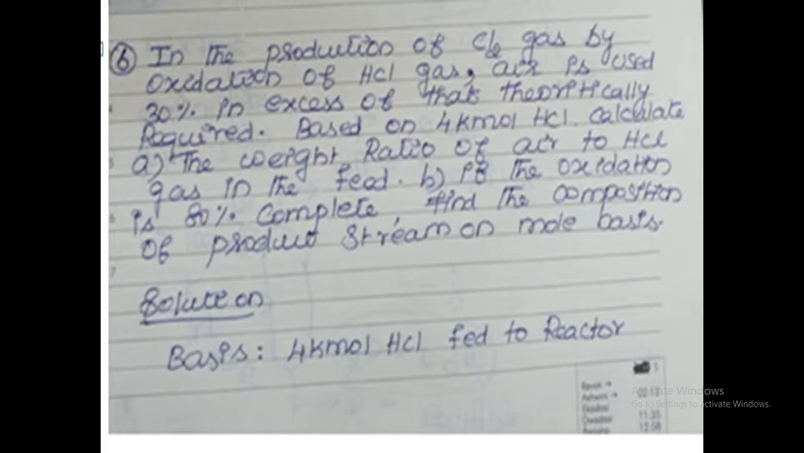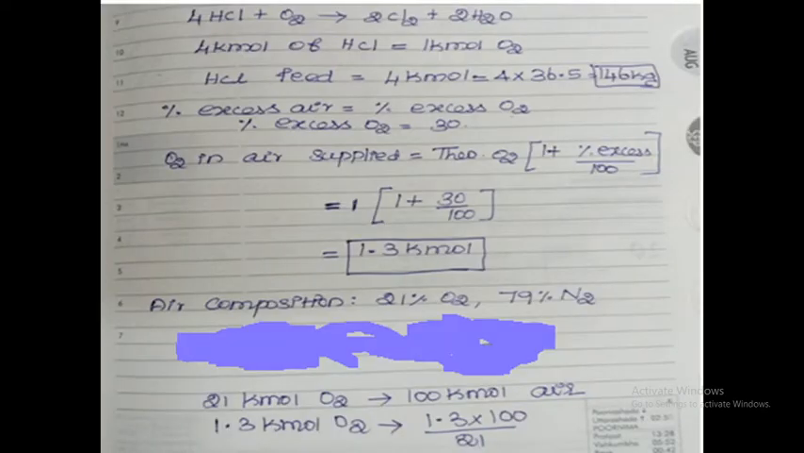Solution of this problem: the first step you should write is the basis. Basis of this problem, 4 kmol of HCl feed to reactor. As per the problem, the chemical reaction is 4 HCl plus O2 gives 2Cl2 plus 2H2O. So this is the stoichiometric reaction. Why? Because this is a correctly balanced reaction.